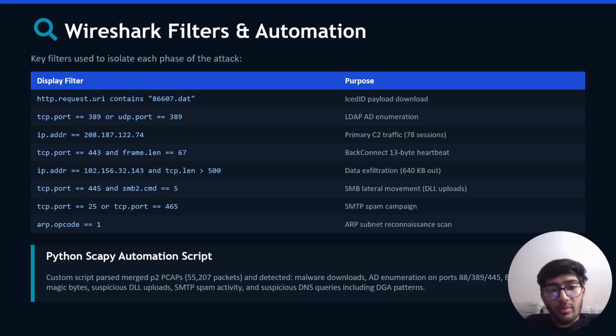For reproducibility, I documented Wireshark filters covering the payload download, LDAP enumeration, C2 traffic, BackConnect beacon pattern, data exfiltration, and SMB lateral movement. I also have a Python automation script which parses all the packets and automatically detects the malware downloads, AD enumeration activity, and other indicators.